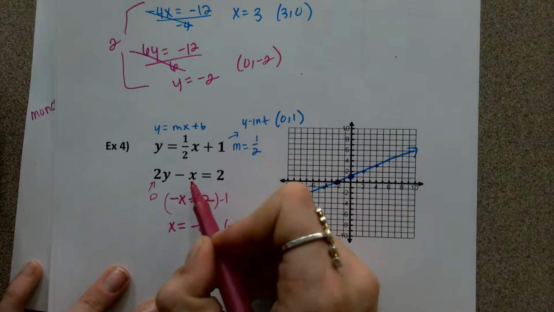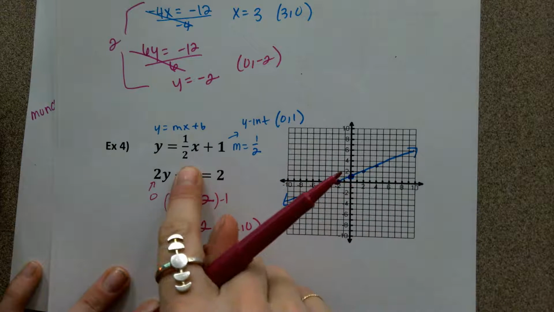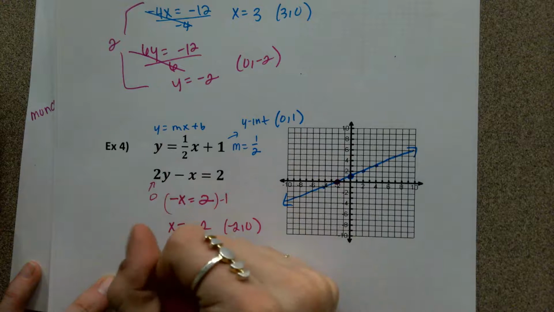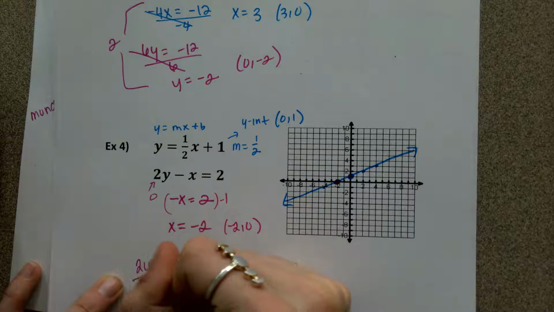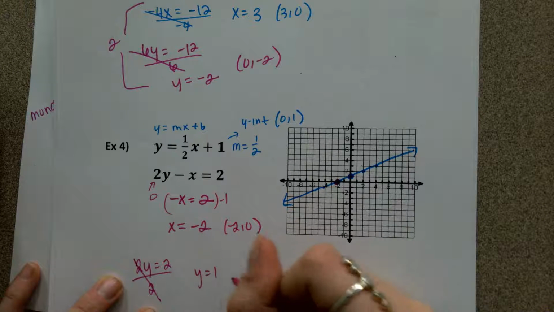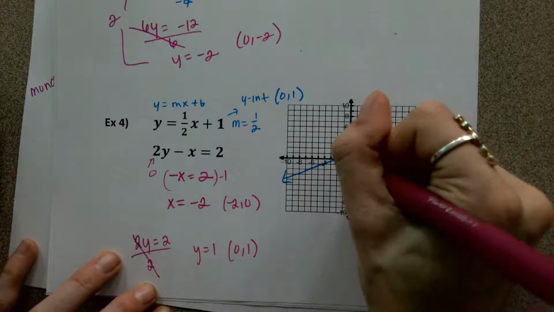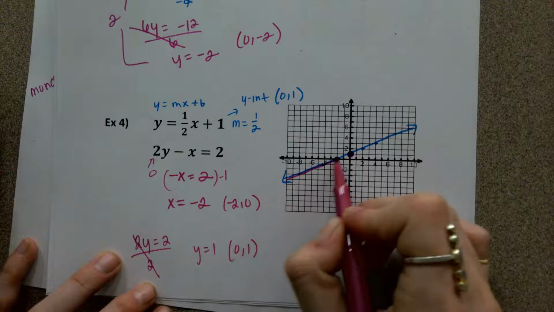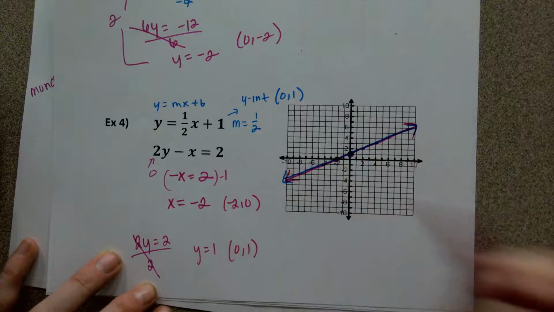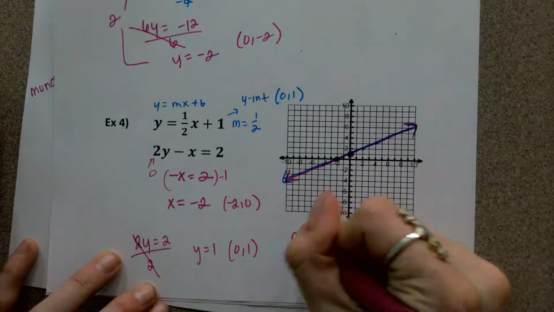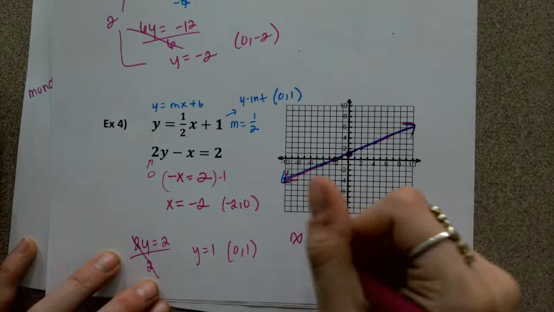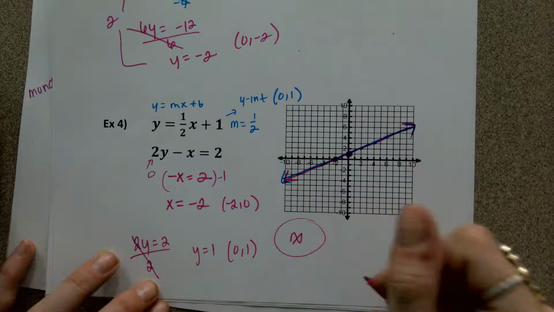Then I can plug 0 in for x, so cover it up. I'm left with 2y equals 2. Solve for y, and I'm left with y equals 1. So my y-intercept is at (0, 1). Okay, so the same points are going to mean the same line, which means we have infinitely many solutions. Infinity.